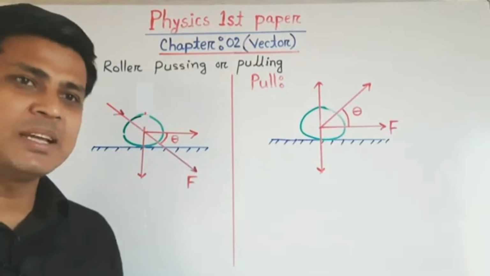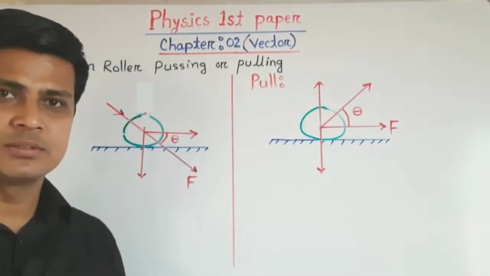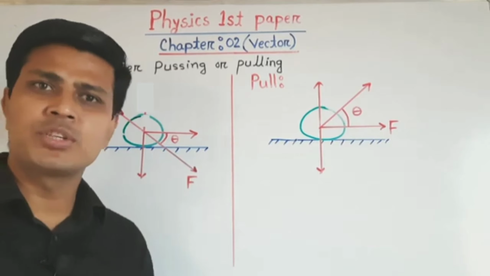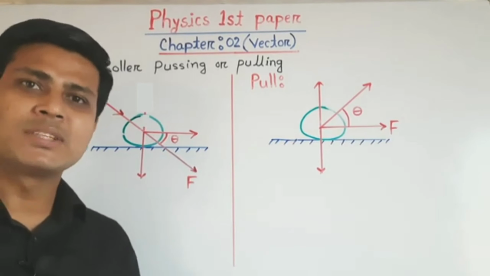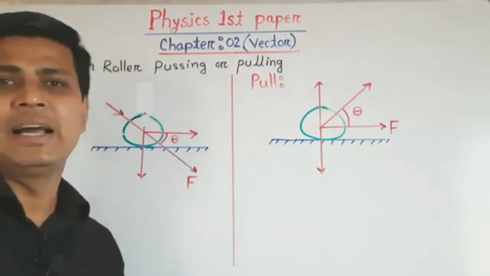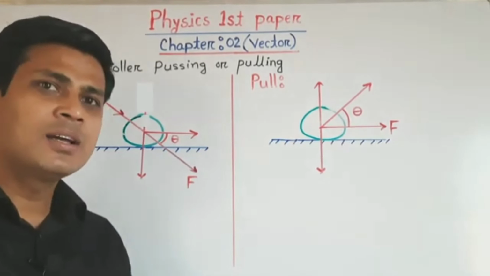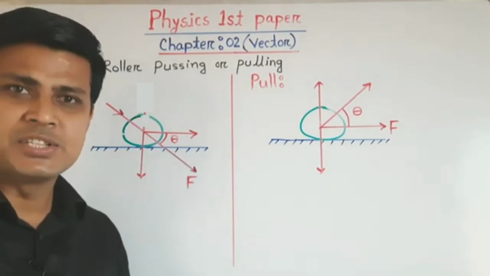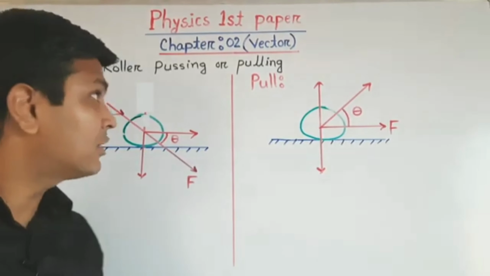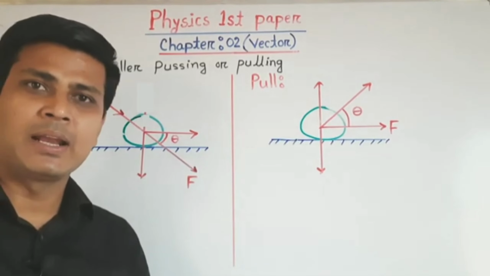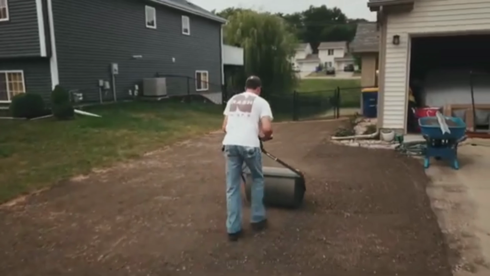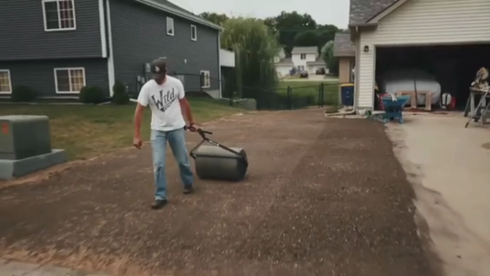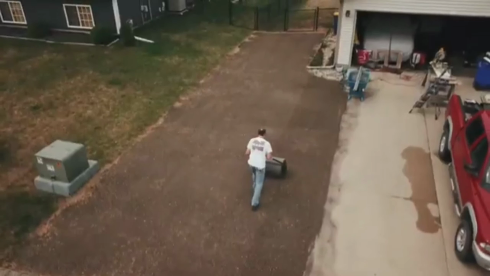Let's see another application of vector resolution, that is the lawn roller. Cricket is the most popular game in Bangladesh. Before starting the game or after finishing an innings, you can see the lawn roller roll on the crease. In that lawn roller, the vector resolution is applied. In that video, you can see a person push a lawn roller. Again, he pulls the lawn roller. It is easier to pull the lawn roller than push.